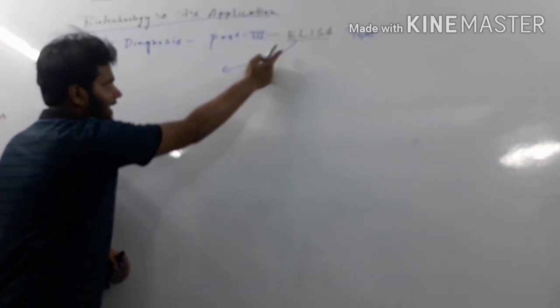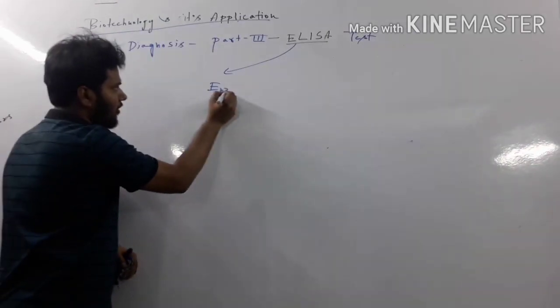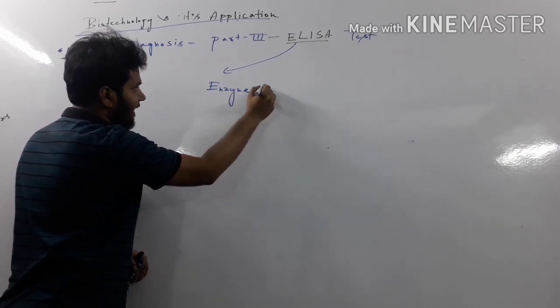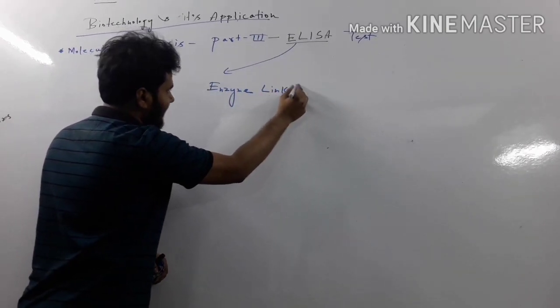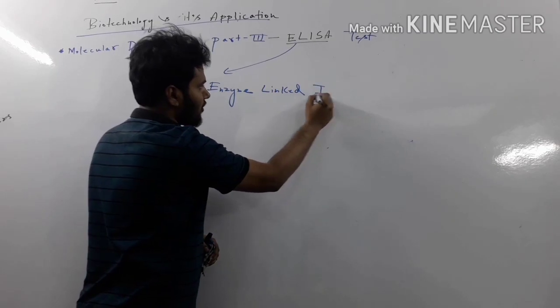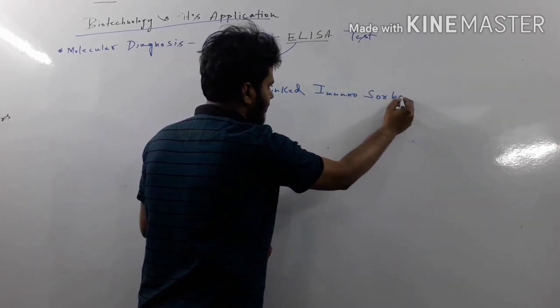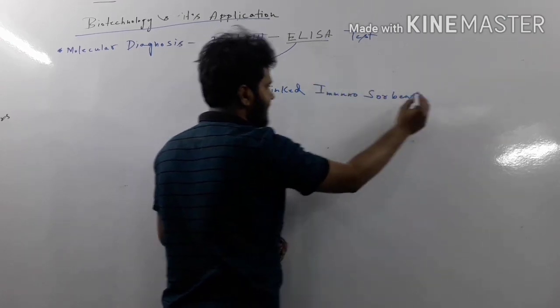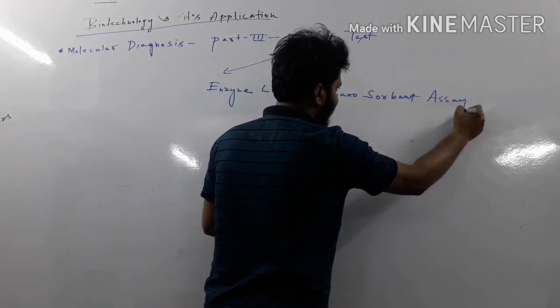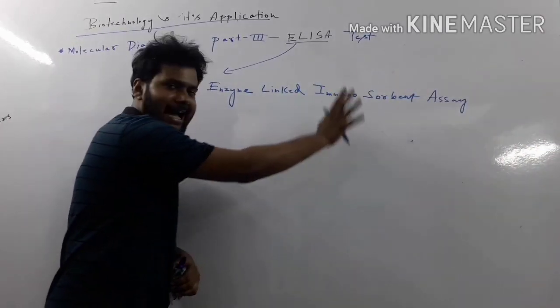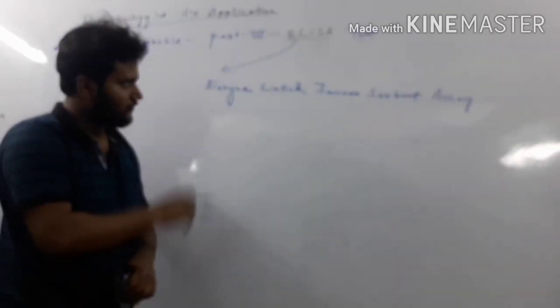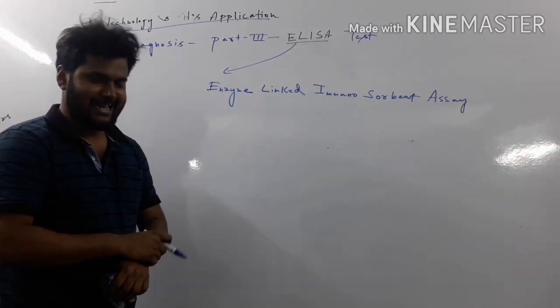Let us write ELISA. E stands for enzyme, L stands for linked, I stands for immuno, S stands for sorbent, and A stands for assay. So ELISA stands for enzyme linked immunosorbent assay. So first let us say what is the ELISA test?